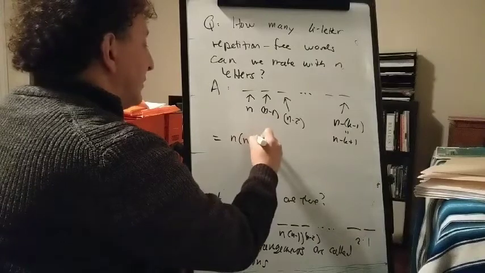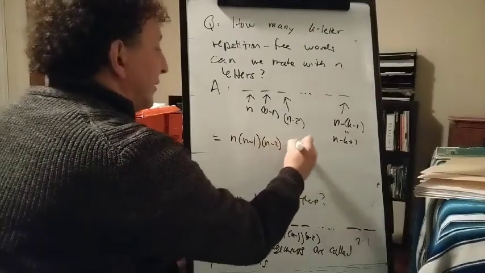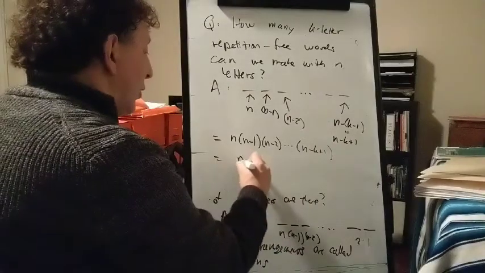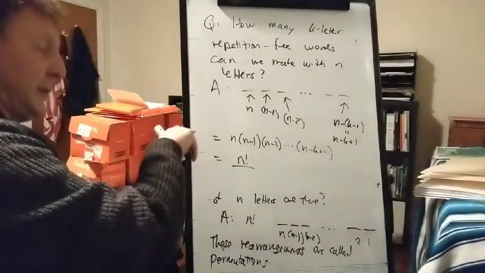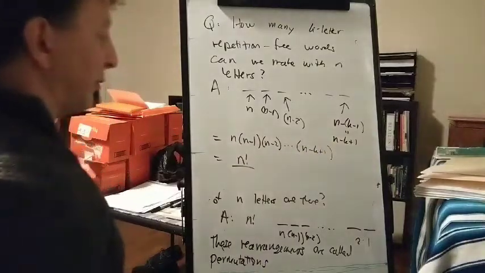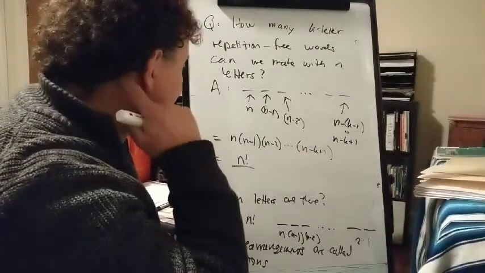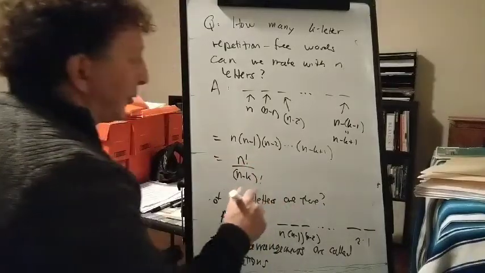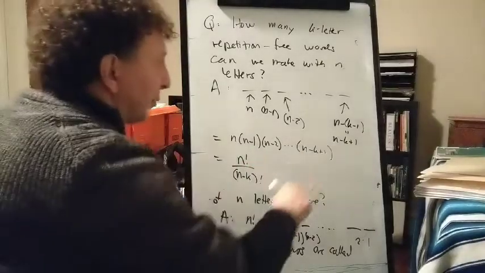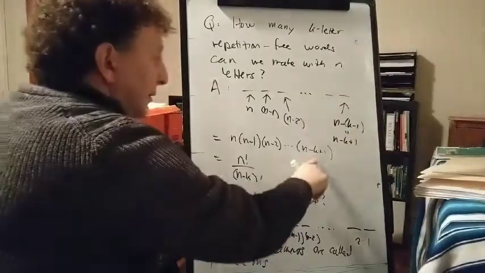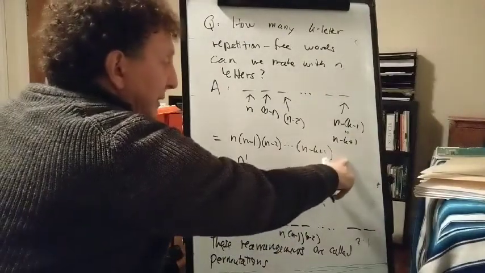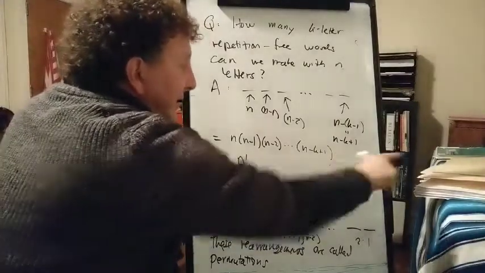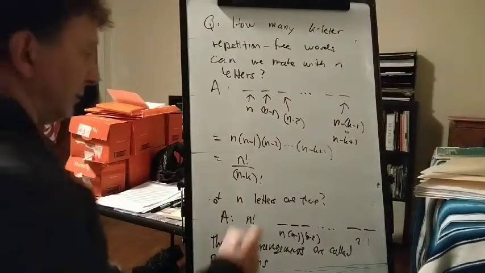n times n minus 1 times n minus 2, etc., down to n minus k plus 1. Or we could use the fact that this is the beginning of factorial. It doesn't necessarily go all the way down to 1. And n minus k factorial describes all the numbers that we're leaving off here. The next number after this one would be n minus k, so n minus k minus 1. The product of all those numbers from n minus k down to 1 is n minus k factorial.